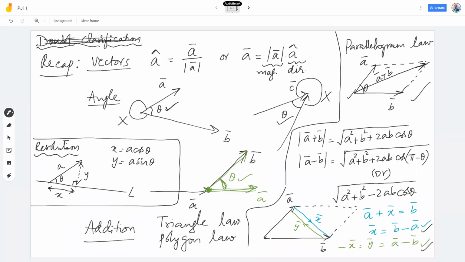Okay, look at the board. When you are trying to find the component of a along a line with which it makes an angle theta, you say a cos theta. Remember the formula: cos theta is equal to adjacent side by hypotenuse. So when you are trying to find the side adjacent to theta, you use cos theta. When you find the side opposite to theta, you use sin theta. I hope you understood.